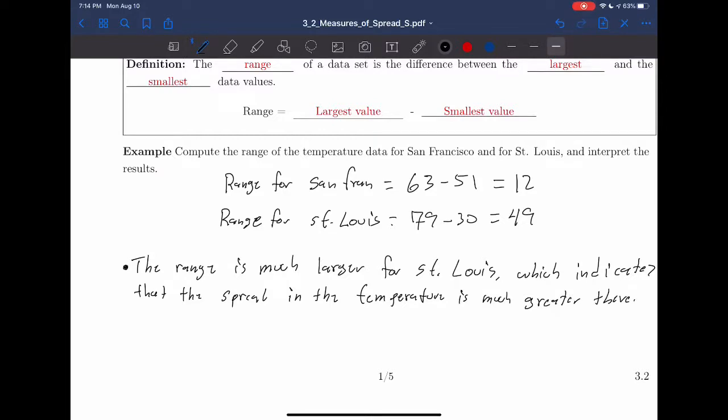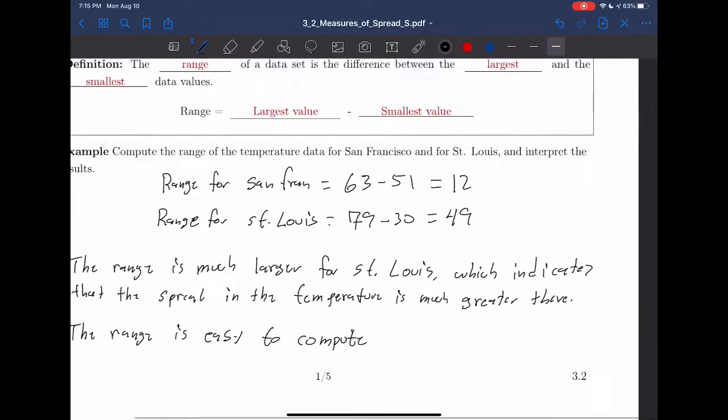But in practice, usually the range doesn't really tell us much, and so people stay away from it. So that's why we have to figure out a new method. The range is easy to compute, but typically not used in practice.